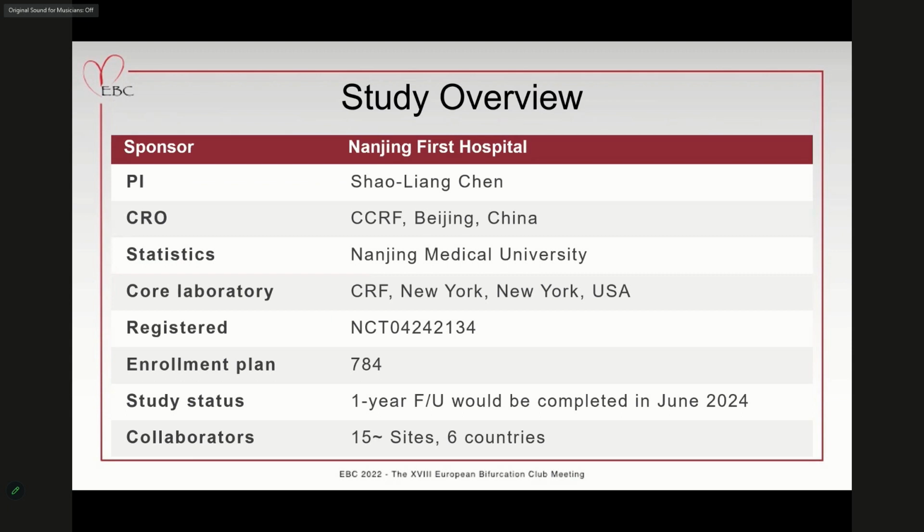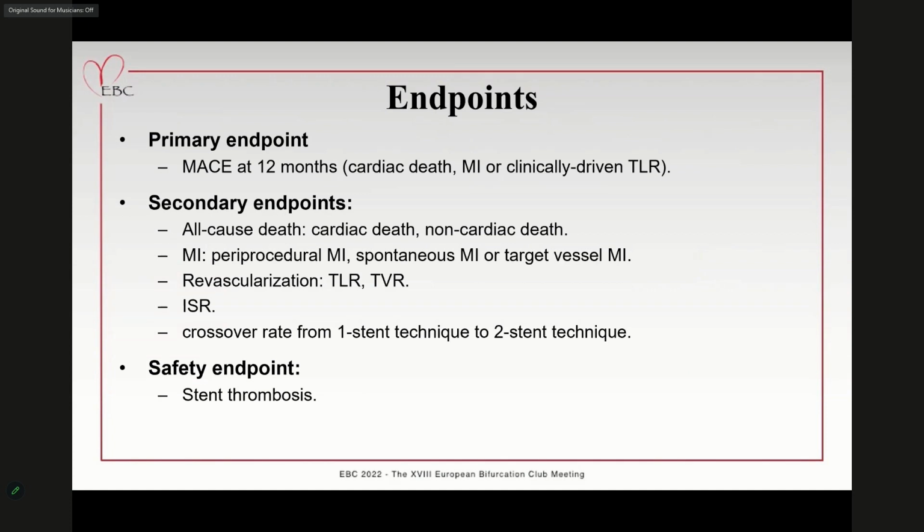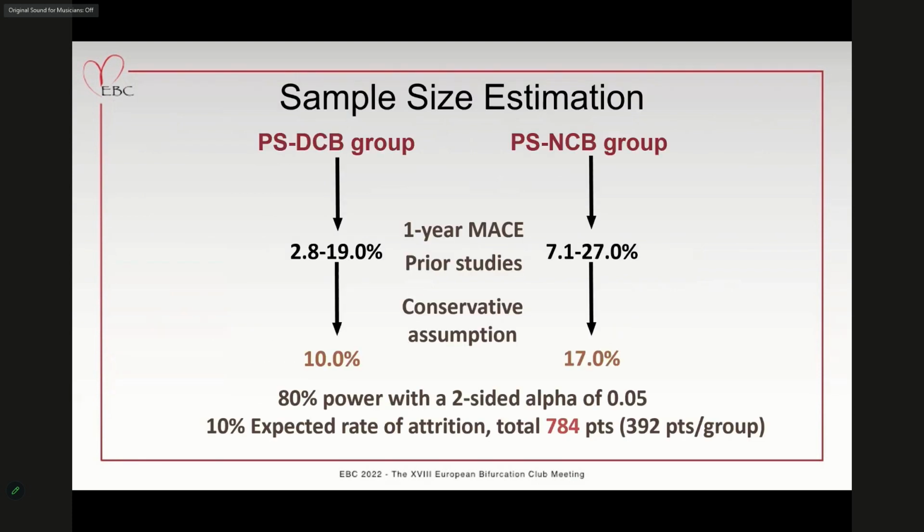This is the organization of our trial. The primary endpoint is MACE at 1-year follow-up, including cardiac death, myocardial infarction, or clinically driven TLR. Secondary endpoints include all-cause death, myocardial infarction, revascularization, including either TLR or TVR, in-stent restenosis, and also the crossover rate from 1-stent technique to 2-stent technique. The safety endpoint is stent thrombosis.